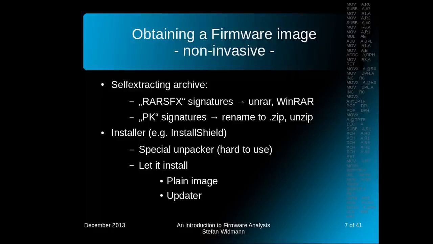So if it is a self-extracting archive, search for signatures like RAR SFX or PK. You can unpack them. For example, if you just rename a PK-containing file to .zip, you can unzip it. If it is an installer, like InstallShield, there are special unpackers. But the problem is they are very hard to use. They are extremely version specific, so it might work or might not. So the best way is to just let it install and search the installed files for a plain image or an updater.